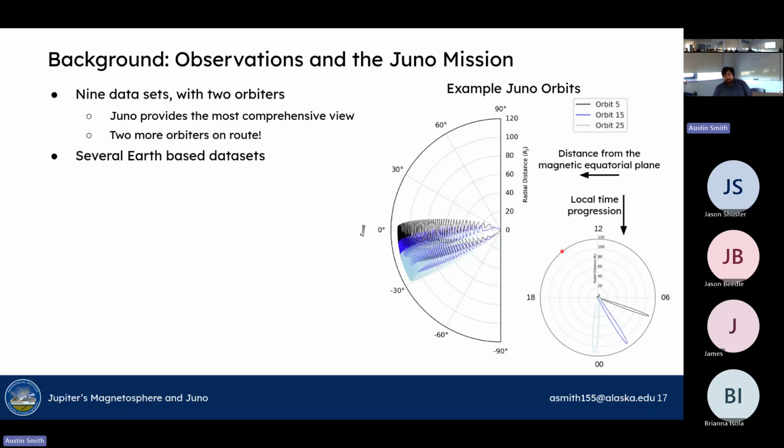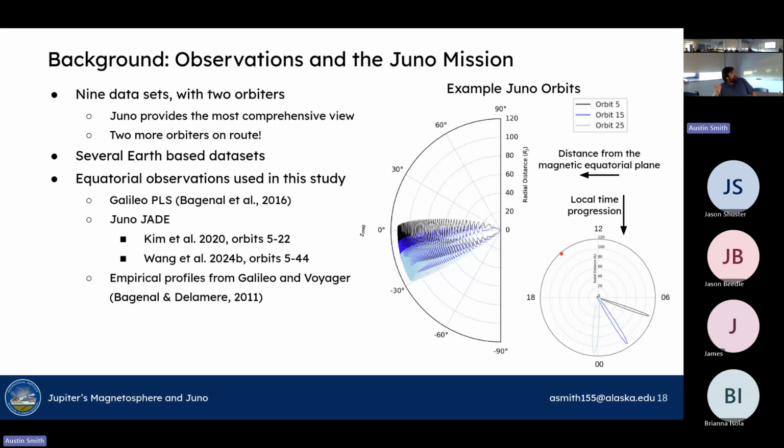And there are also several Earth-based data sets. There's the Hubble Space Telescope, James Webb, and Suzaku. Those are near-Earth telescopes. And there are also ground-based observations like the Keck Observatory, which have provided a lot of remote sensing opportunities at Jupiter.